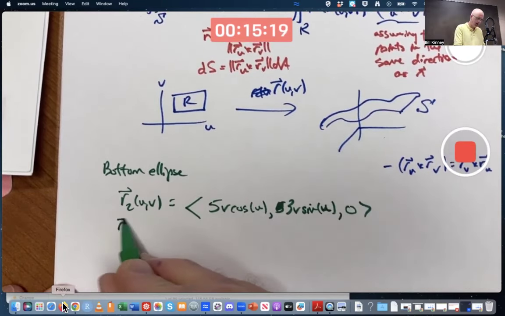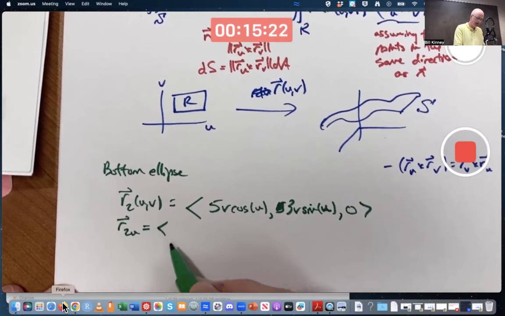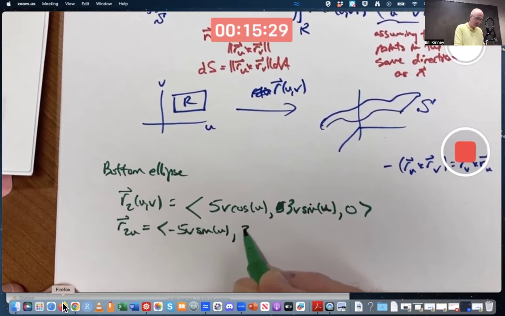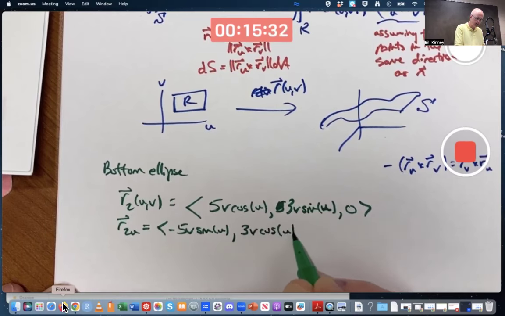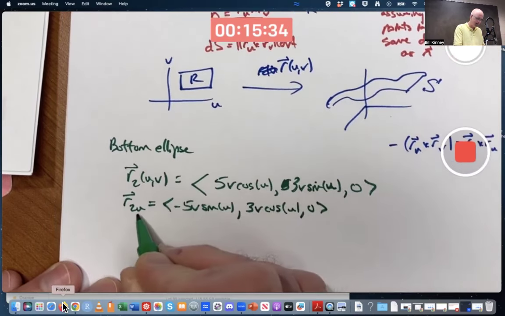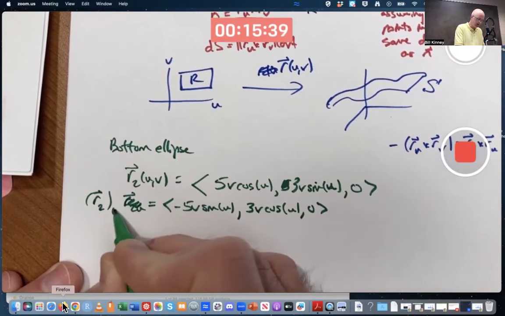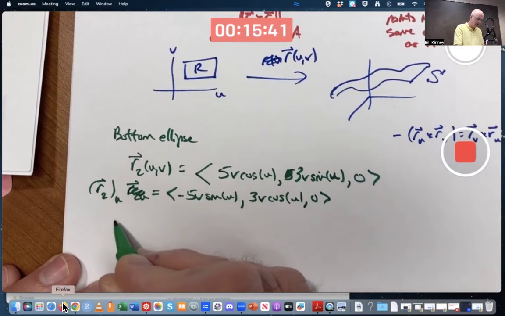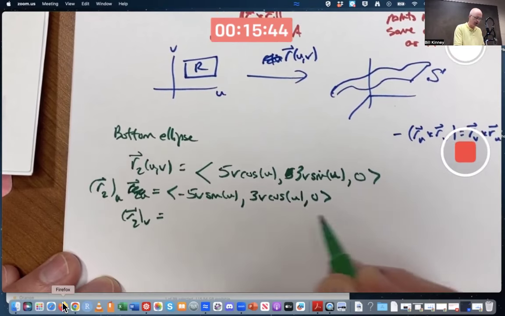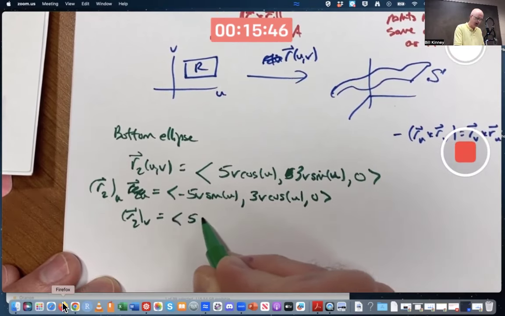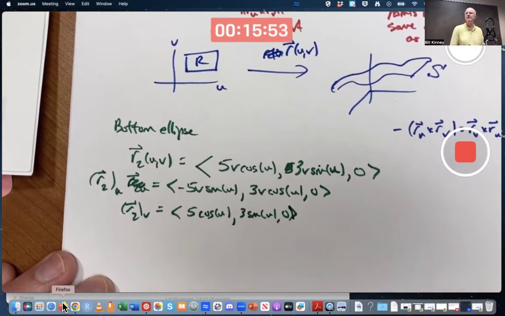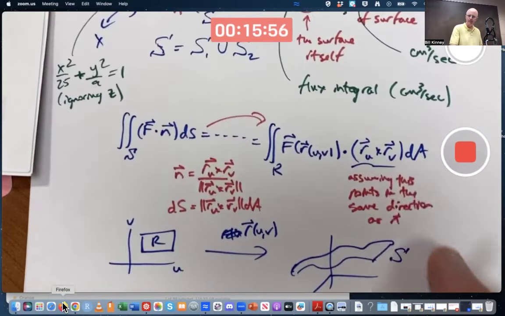You could then compute R2u: -5v sin u, 3v cos u, still 0. Maybe I should write this as R2 sub u in parentheses like that. And then R2 v is to differentiate with respect to v, getting 5 cos u, 3 sin u, 0. And then take their cross product and use your vector field and use the formula up here.